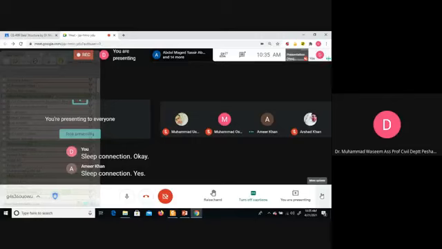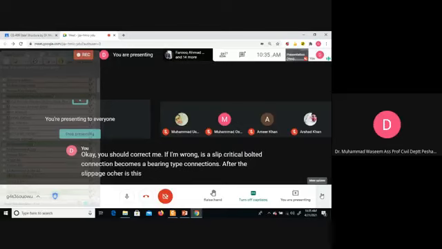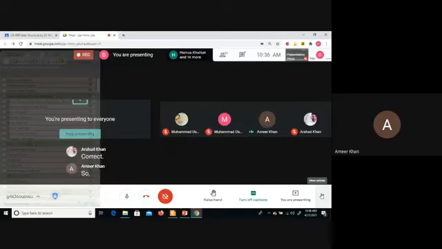Okay, you should correct me if I'm wrong. Is a slip critical bolted connection becomes a bearing type connection after the slippage occurs? Is this statement correct or incorrect? Yes, sir, correct. Sir, it is totally correct. Okay. What else?